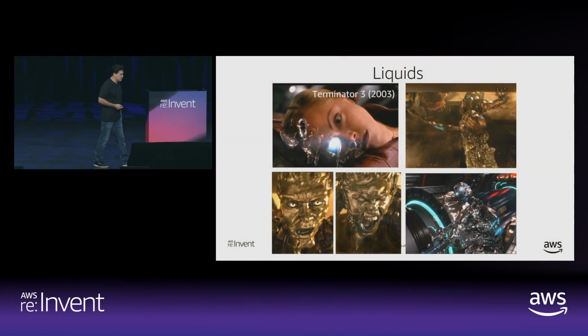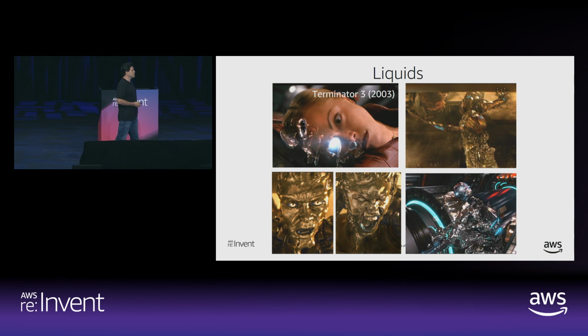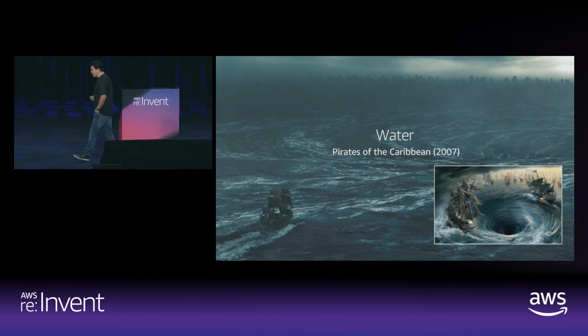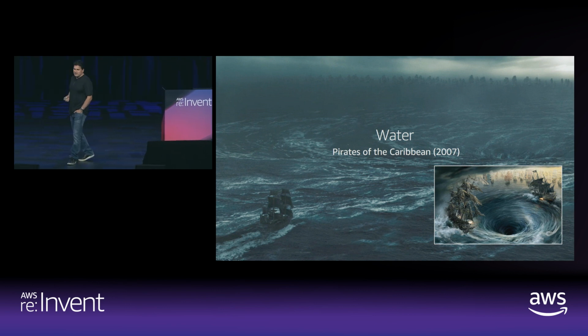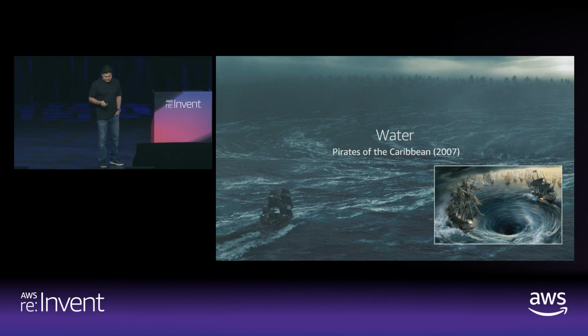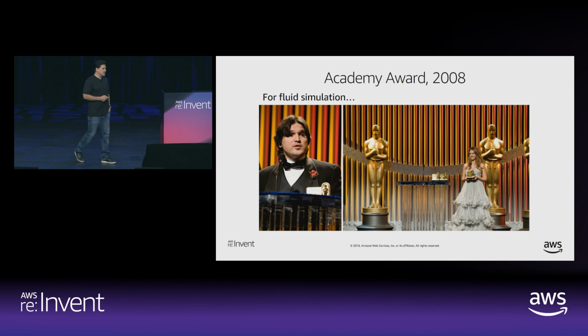We also did the liquid Terminators for Terminator 3 with the same sort of tech, and that sort of research on Navier-Stokes equations accumulated with the Pirates of the Caribbean movies, as well as Poseidon and a few others. And Stanford code and Stanford grad students actually worked to bring you the Maelstrom, if you remember that from Pirates. This led to an Academy Award in 2008 for fluid simulation.